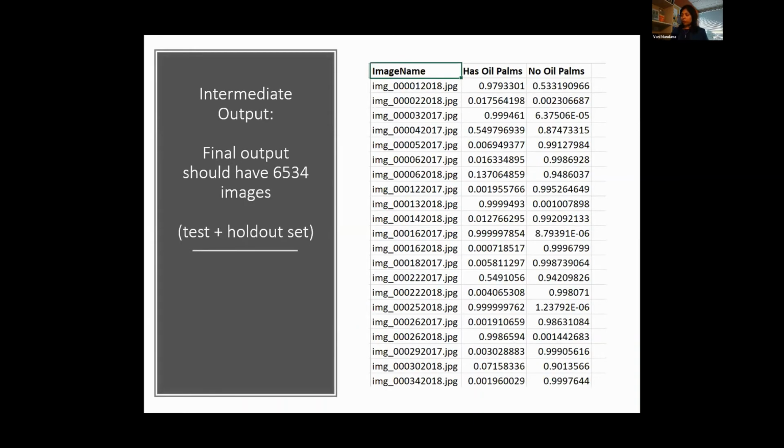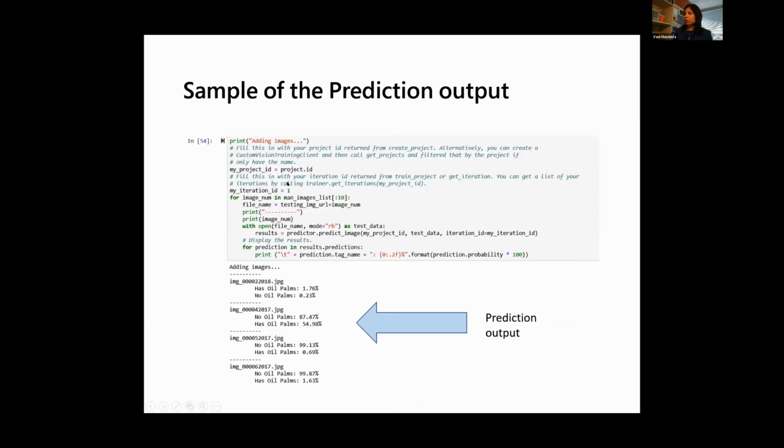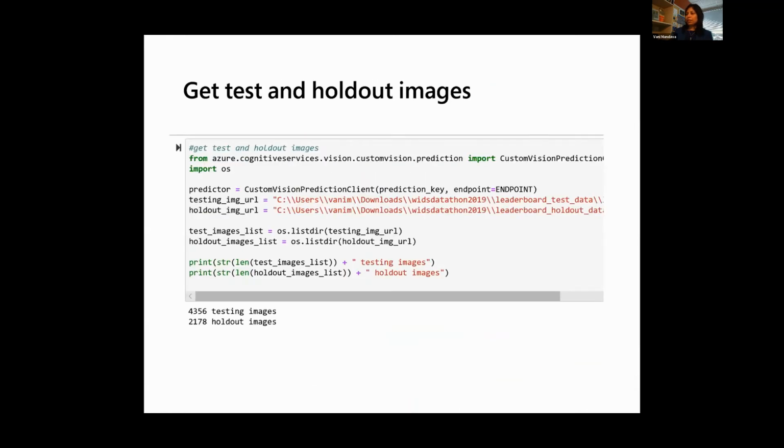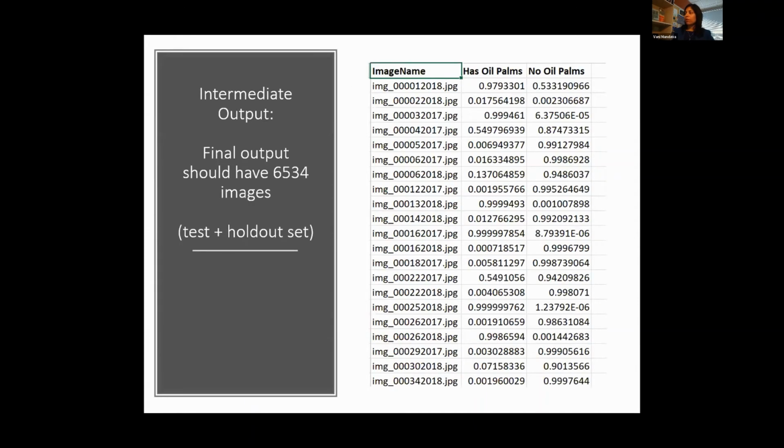This is what those likelihoods look like, right? So the final output should have 6,534 images. If you remember, the testing set has 4,356 and the holdout set has 2,178, so that's about 6,500 images. And these are the scores that you'll finally get out of the Custom Vision predictor endpoint that you have trained.